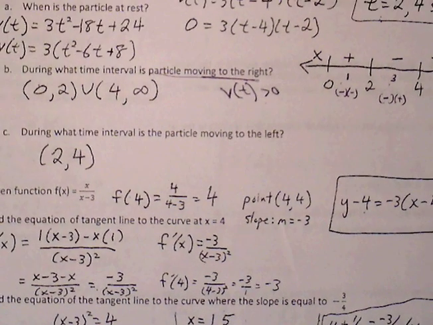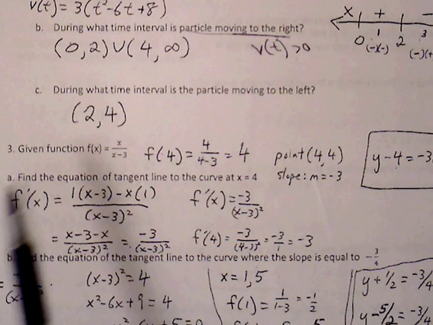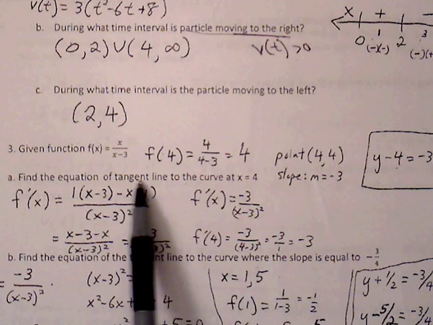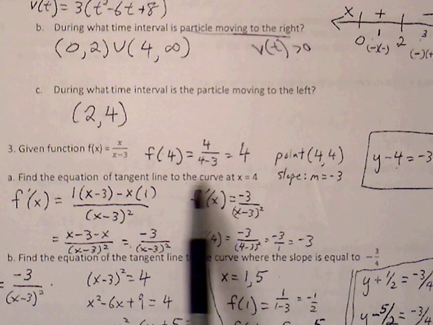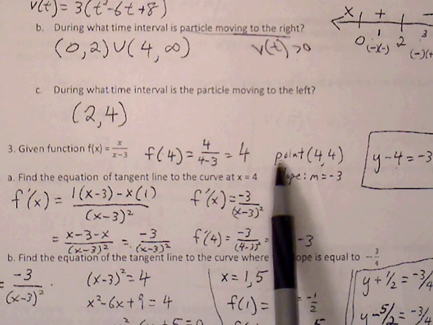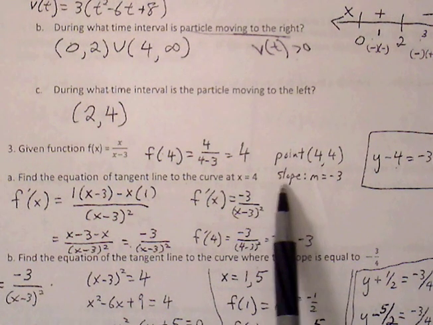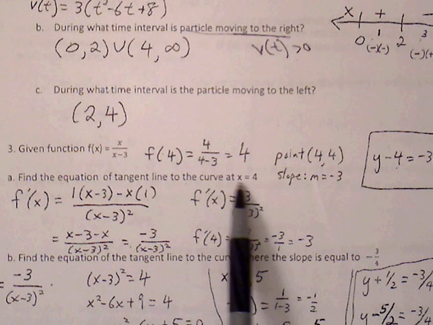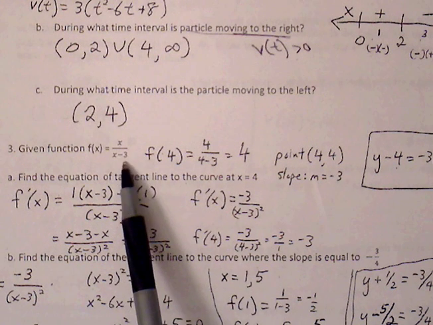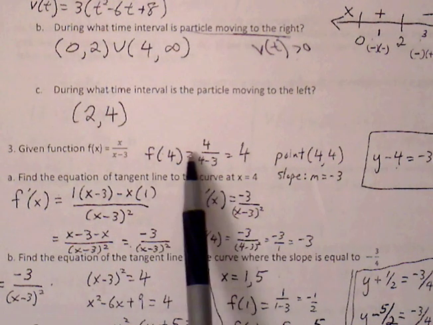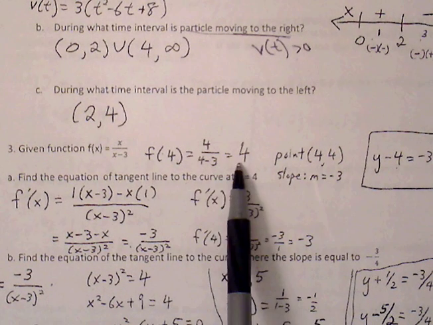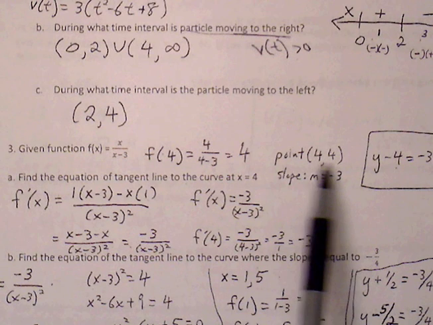All right, number 3. Given the function f of x equals x over x minus 3, find the equation of the tangent line to the curve at x equals 4. Now, if we want to find the tangent line equation, we need the point and we need the slope. To find the point, it's as easy as plugging the x value into the original function to find the y value. So if I plug 4 into the original function, I get 4 over 4 minus 3, which is 4 over 1, which is 4. So my ordered pair is 4, 4.